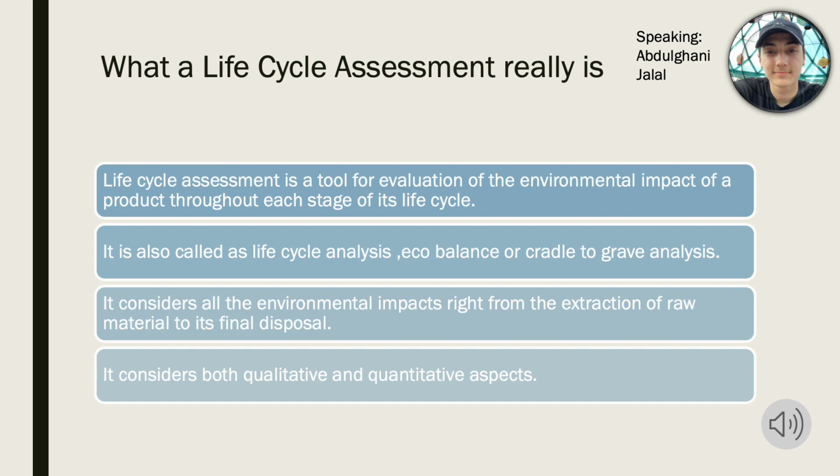It analyzes the environmental impacts associated with each stage, such as energy consumption, greenhouse gas emissions, water usage, and waste generation. It considers both qualitative and quantitative aspects. The goal of a life cycle assessment is to identify the areas in the life cycle where environmental impacts are the greatest, and to help reduce those impacts by identifying opportunities for improvement. It can also be used to compare different products or services to determine which has a lower environmental impact.